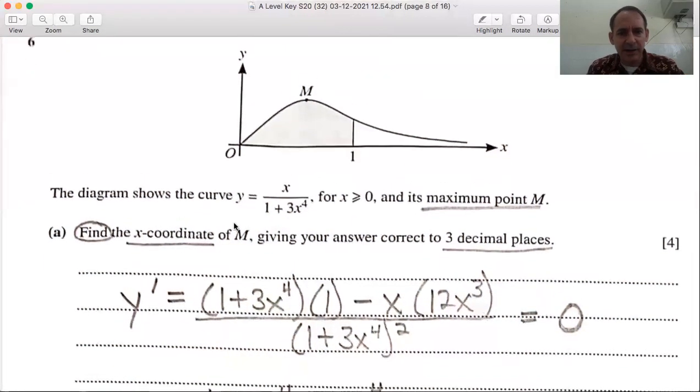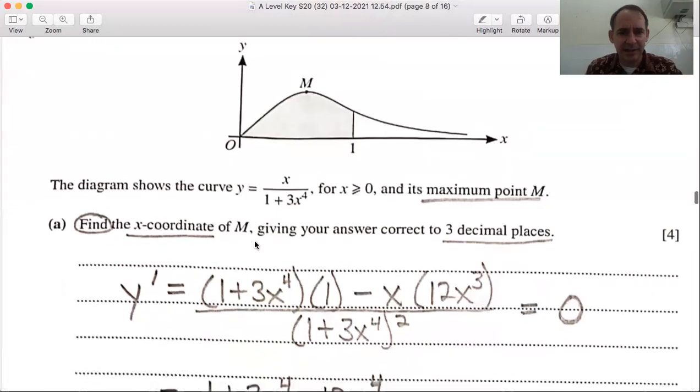So the diagram shows a curve with this equation, calls M the maximum point, and wants us to find the x coordinate of M, giving your answer correct to 3 decimal places. So if you're finding a maximum point, you're going to set the derivative equal to 0.